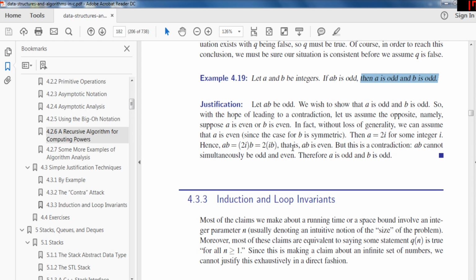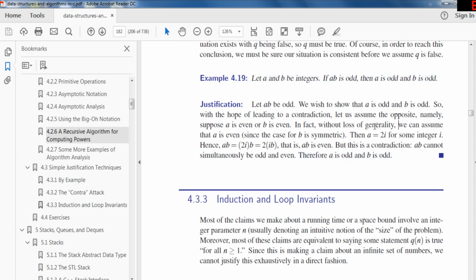But you can't be even and odd. Therefore, this leads to a contradiction. So therefore, A is odd and B is odd. They prove this statement true, because they assumed the negation is true, but it led to a contradiction. So that's why it's proved by contradiction. Therefore the original statement must be true.